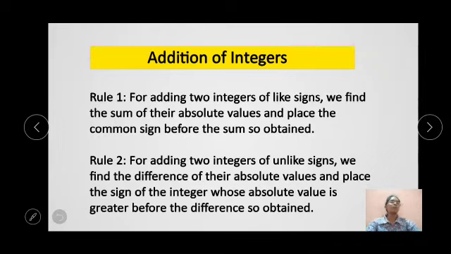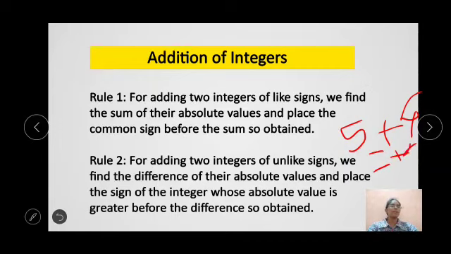Suppose we have 5 plus 4. The absolute value of 5 is 5 itself, and the absolute value of 4 is 4 itself. So we will find out the 5 plus 4, it is 9, and give the sign. Common sign is positive, so its answer will be plus 9.